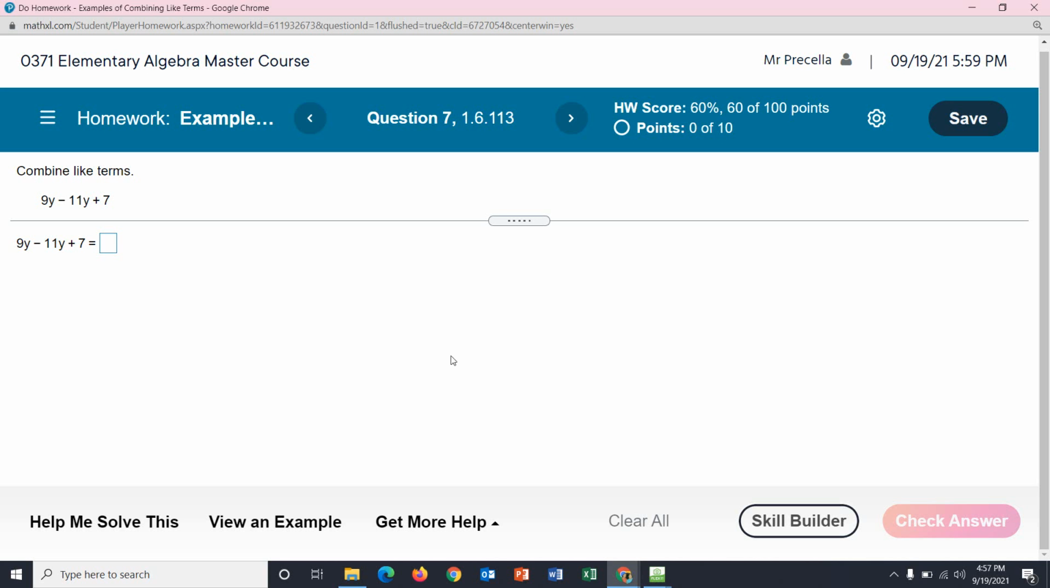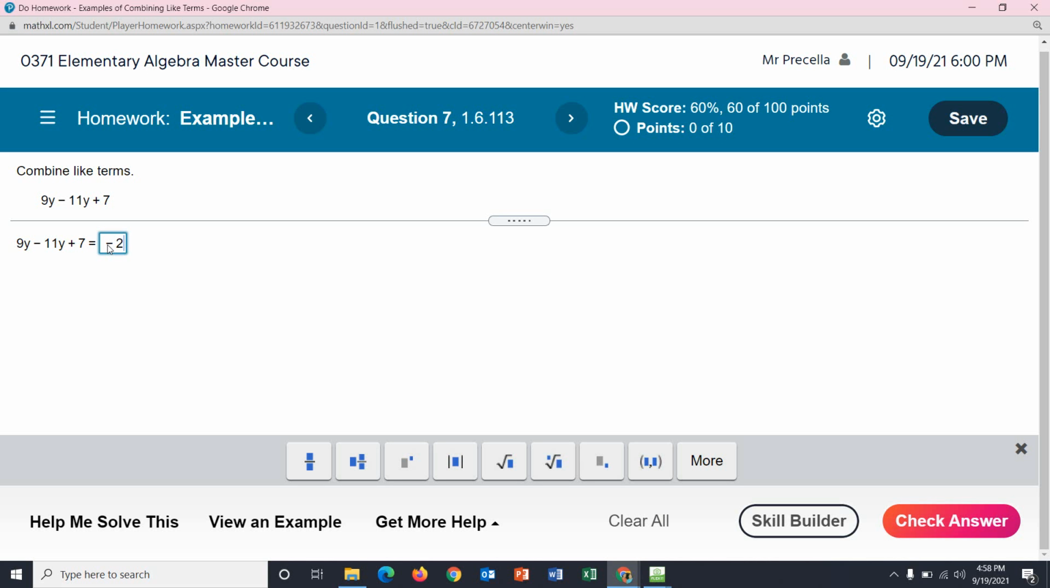Okay. How many terms do we have here? 1, 2, 3. We have 3 terms, but we're not going to combine all 3 of them. We're combining the like terms. That's the 9y and the minus 11y. So add 9 plus negative 11. 9 plus a negative 11 is a negative 2y. Now there's nothing we can combine with the 7, so we'll just say plus 7.